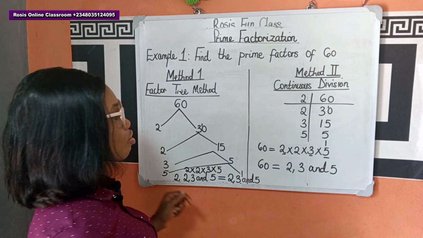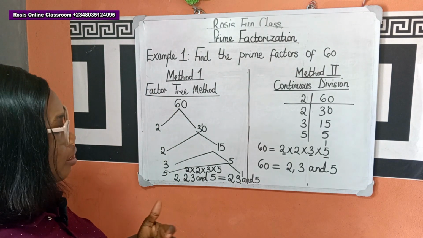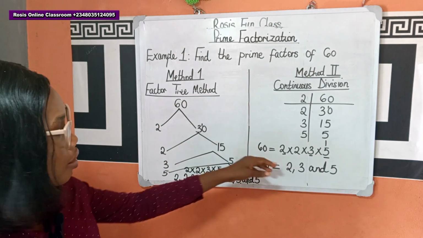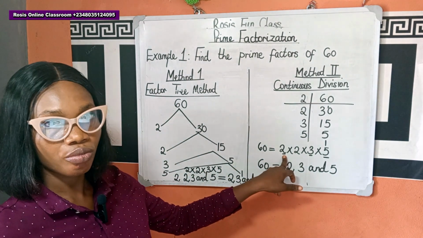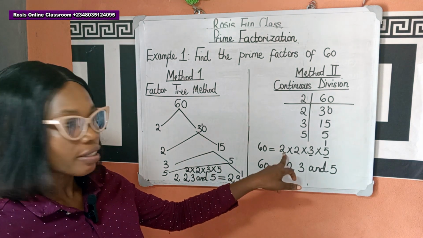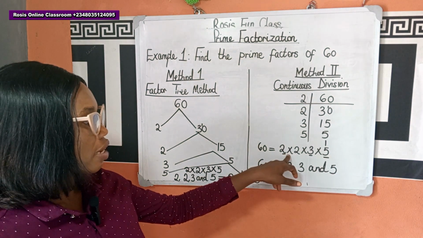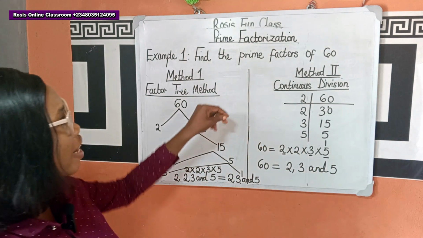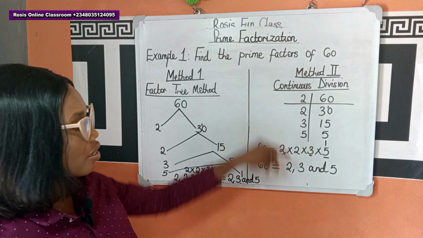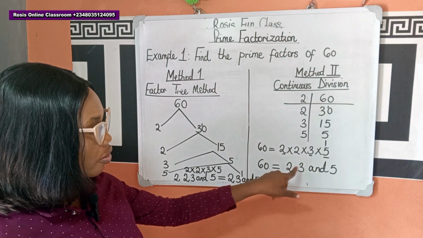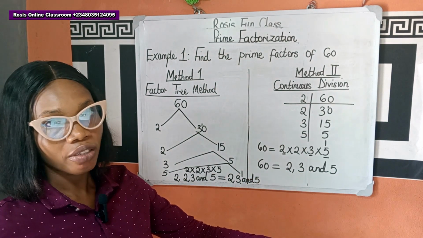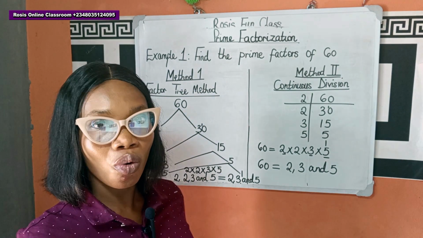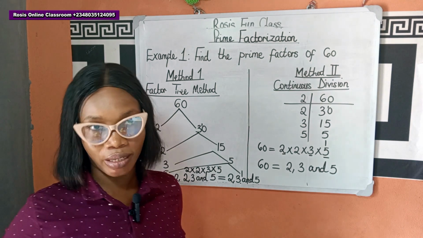Now, if you're asked to express 60 as a product of its prime, this is what you're going to do: 2 times 2 times 3 times 5. But if you're asked to find the prime factors of 60, you say 2, 3, and 5. Now, we are going to look at a past question in common entrance.